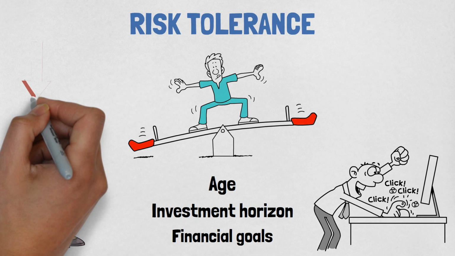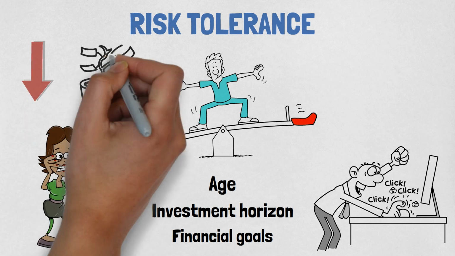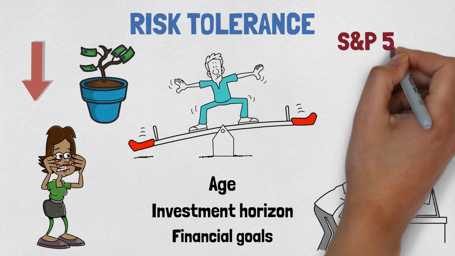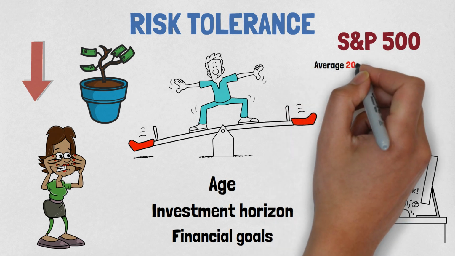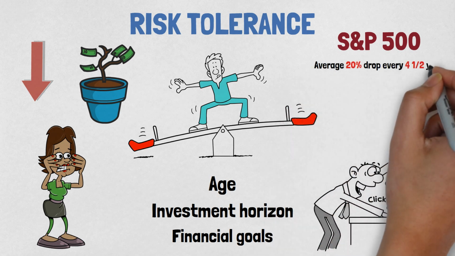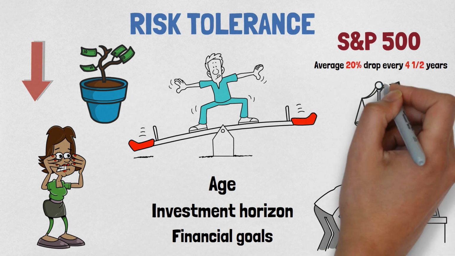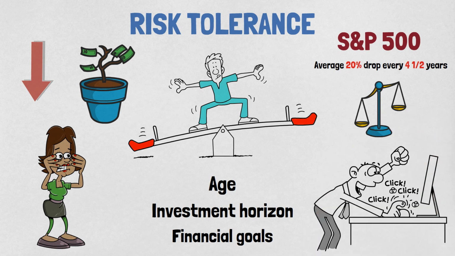Taking on too much risk can lead to significant losses, while being too risk-averse can result in missed opportunities for growth. When investing in the S&P 500, it's important to know that the index has historically experienced an average 20% drop every 4.5 years. To balance risk and reward, you may consider target date funds or an S&P 500 index fund, which can help you achieve a more moderate risk level.